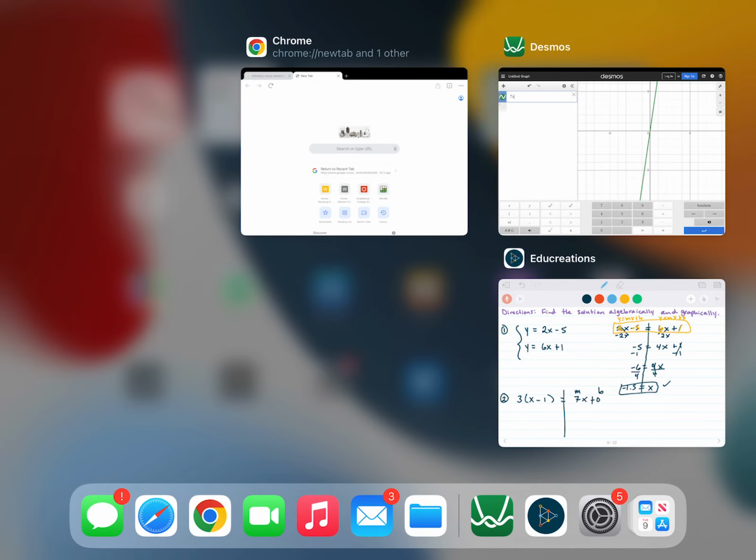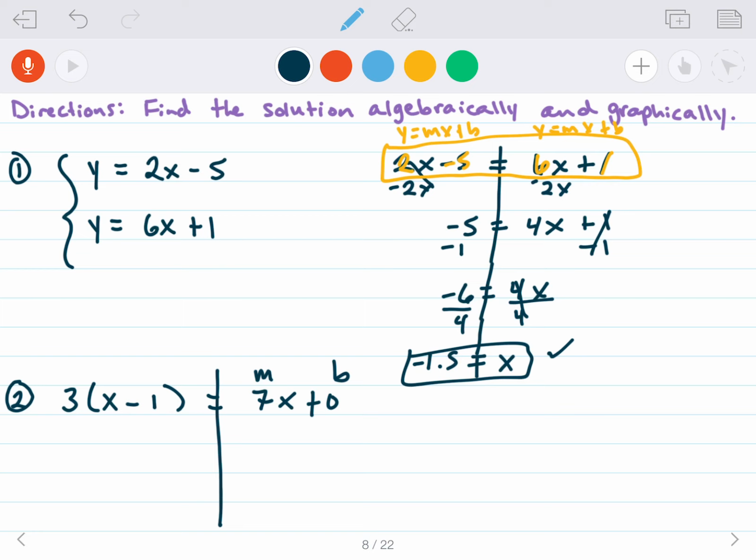What's our second line? So our second line, we need to simplify first because it's not in y equals mx plus b form quite yet. But I can distribute that 3 in there. So 3 times x is 3x, and 3 times negative 1 is negative 3. And again, we have 7x on the right side. So this is in y equals mx plus b form. M is equal to 3, and b is equal to negative 3. Mx plus b. So now I can put it in Desmos and it'll give me a line.